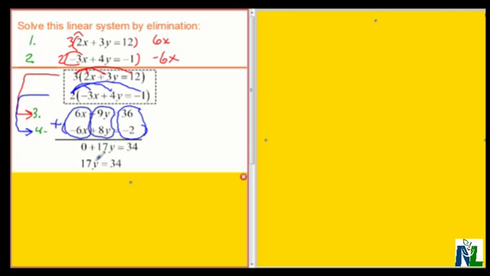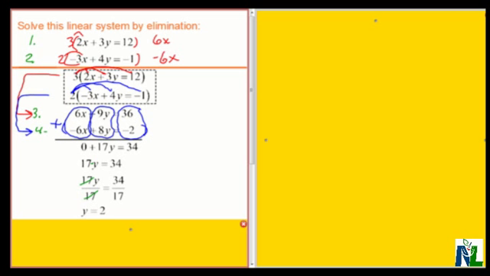Now 17y means 17 times y. So to get y by itself on the left-hand side, I'm going to divide the left-hand side by 17. But if I divide the left-hand side by 17, I must also divide the right-hand side by 17. 17 divided by 17 is 1, and 1 times y will leave me with just y on the left-hand side. And 34 divided by 17 is 2. So I get y equals 2.